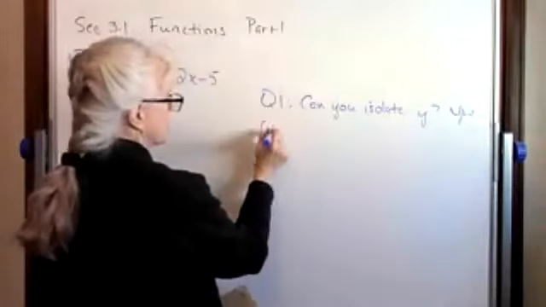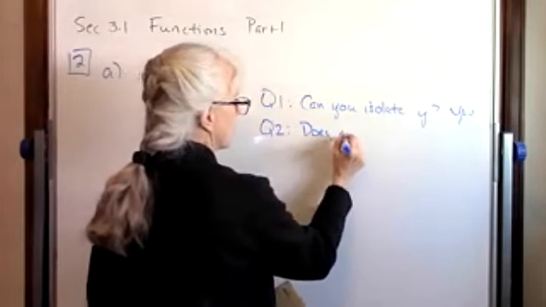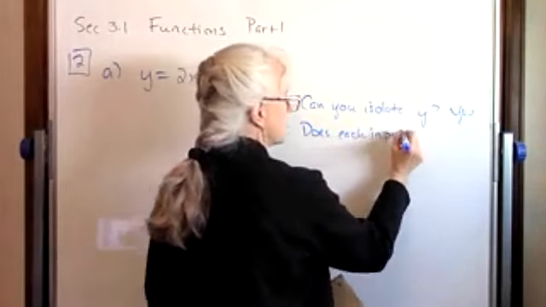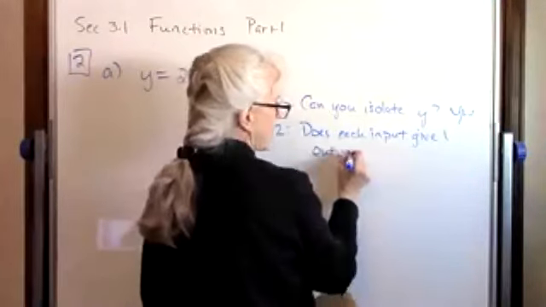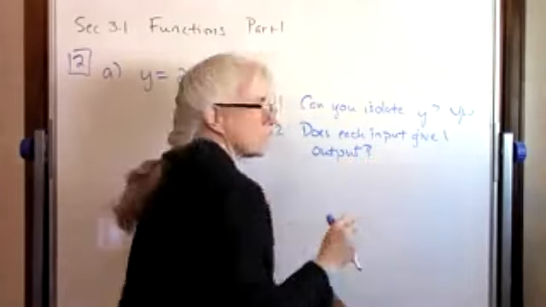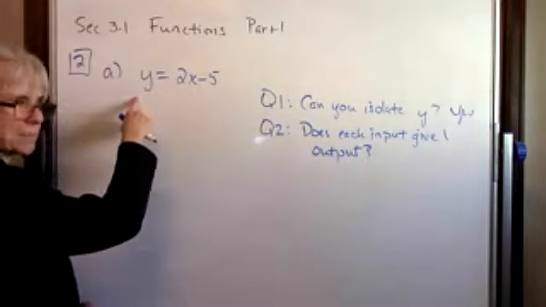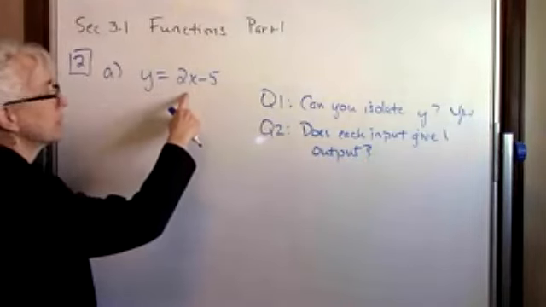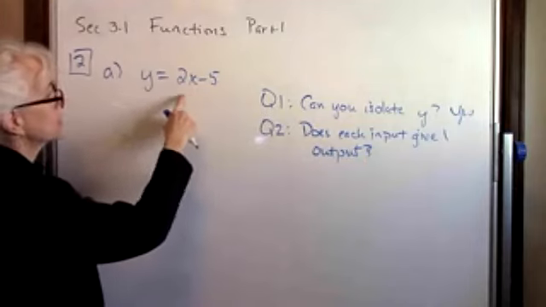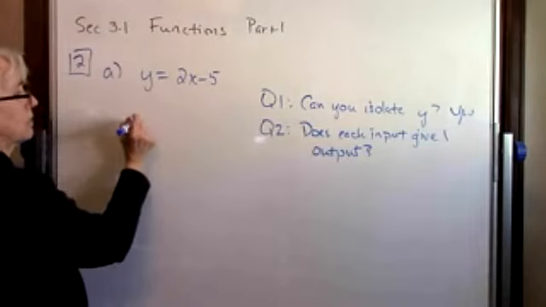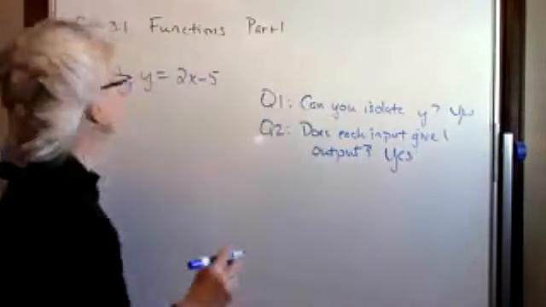Then the second question is if you can isolate that, if that's true, does each input give one output? And that's the second question. And again, you can see that that's definitely what a function is all about. So you simply ask yourself, well, if I put in a value for x, how many y's am I going to get out of it? Well, no matter what number you plug in, 3, -2, 1/3, 0.7, 1 million, each input is only going to give one output. So this is definitely a function. So because the answer to this question is also yes, this is a function.